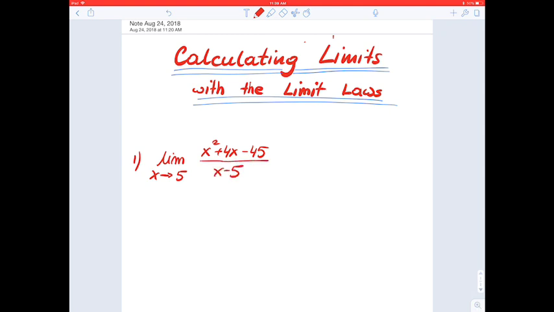That means, having this type of limit, we can always start with direct substitution. Let's see what happens if I substitute 5. 5 squared plus 4 times 5 minus 45, all over 5 minus 5. The denominator is 0, definitely. And then 25 plus 20 is 45, minus 45 is 0.